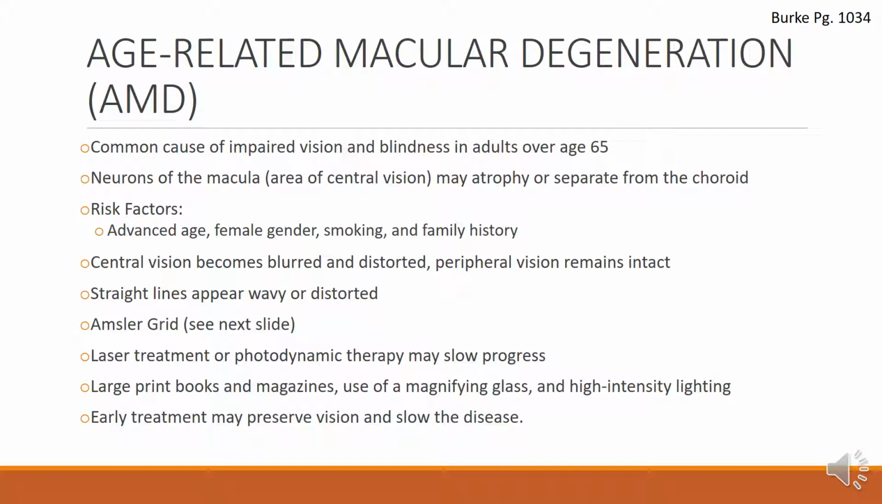They can use laser treatment or photodynamic therapy, which can slow the progression of AMD. These patients are going to use large print books and magazines. They may use a magnifying glass or high-intensity lighting in order to see central vision correctly. Early treatment can preserve vision and slow the disease.